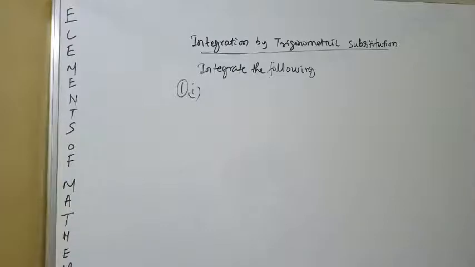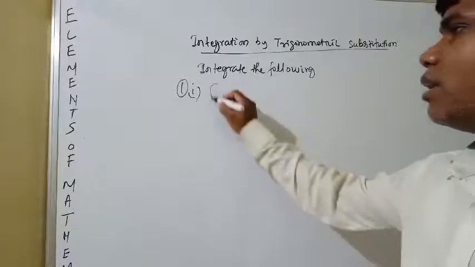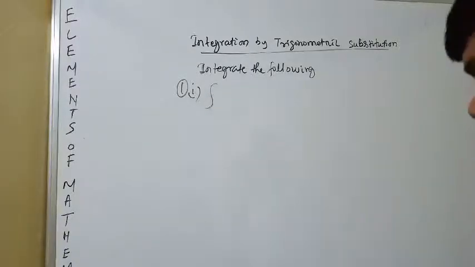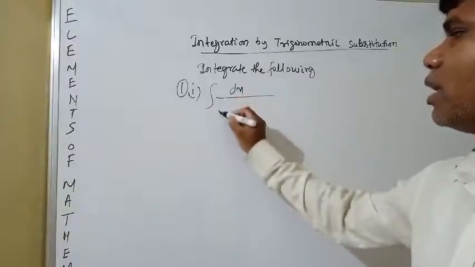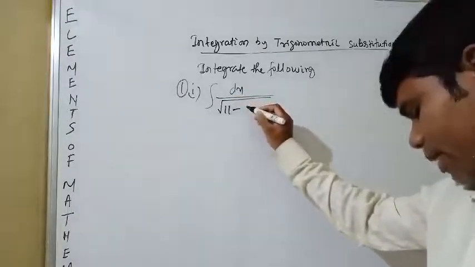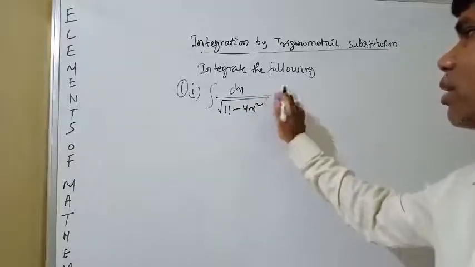Let you see some problem. This is Elements of Mathematics, exercise 9D. Okay, first question: integrate dx by root over 11 minus 4x square.